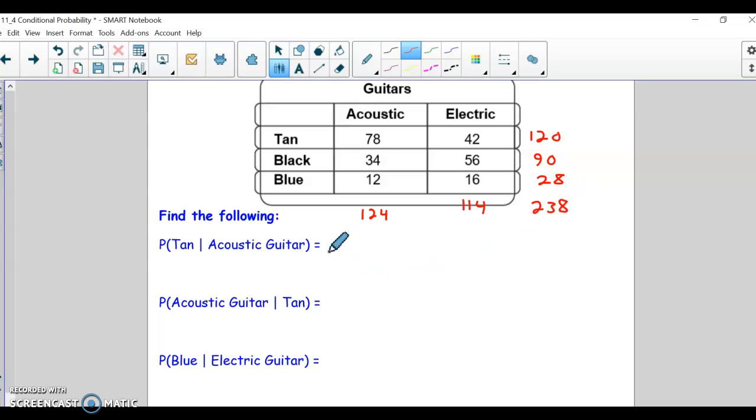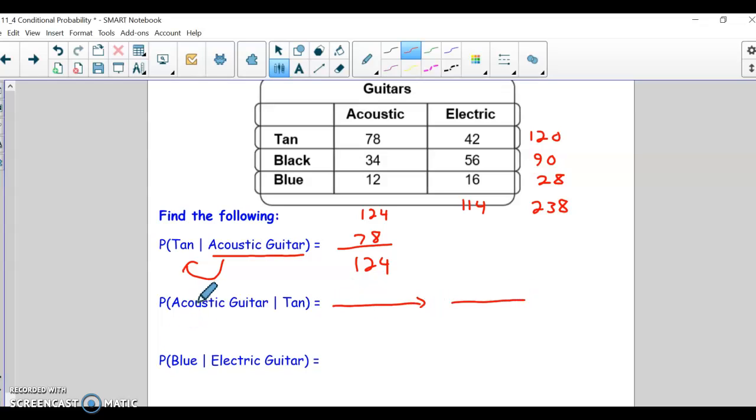Okay, so now probability that you're tan, given that you're acoustic. Your bottom number is, because it's given that it's acoustic, I only care about acoustic guitars. So right here are all my acoustic guitars. And out of those acoustic ones, which ones are tan? Well, out of these 124 acoustic, 78 were tan. Okay, and that's my probability, which again, you could reduce.